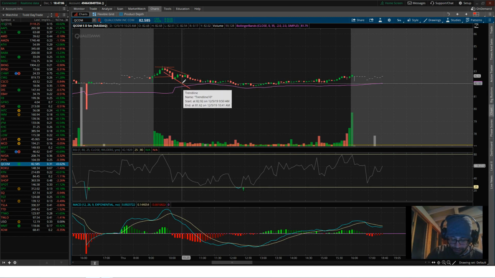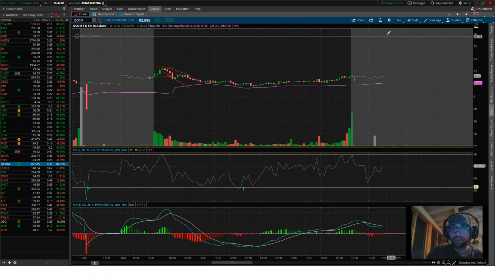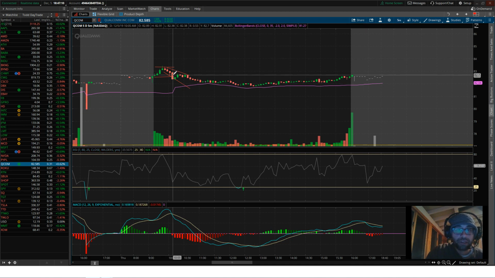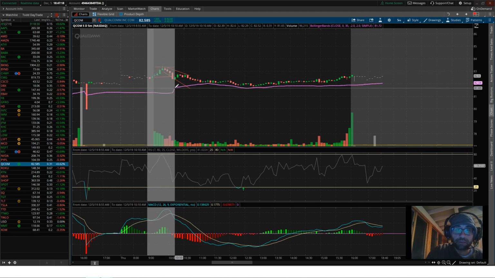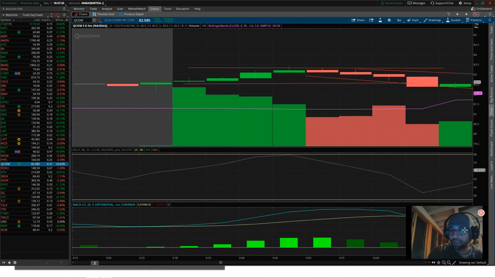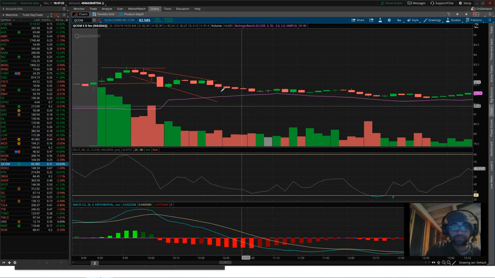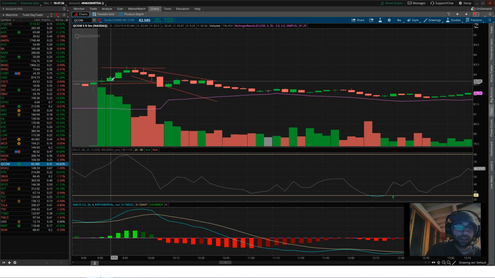So at 9:37, I entered in. Right now I'm on the 5-minute chart, so 9:37 is going to be somewhere in the second candle. And I see that the first candle and the second candle are both green. Let's go ahead and zoom in. Too far. There we go. Okay, so I see the first two candles are green.